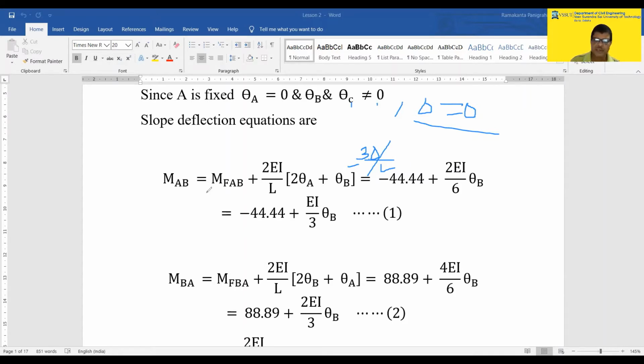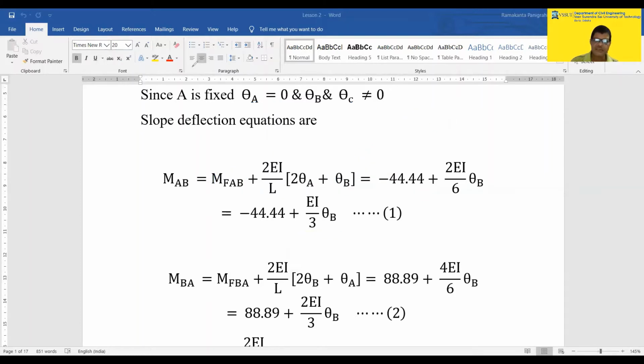Now, when these values are given, MFAB we have found out is minus 44.44. And theta A is equal to 0, so that term also vanishes. There will be only the theta B term. So minus 44.44 plus EI by 3 into theta B. Because what is the value of L? L is equal to 6 meters for span AB. So we put 6, and 2 by 6 will be 1 by 3, so this term comes as EI by 3 theta B. Very simple, put in the values and you will get the solution.